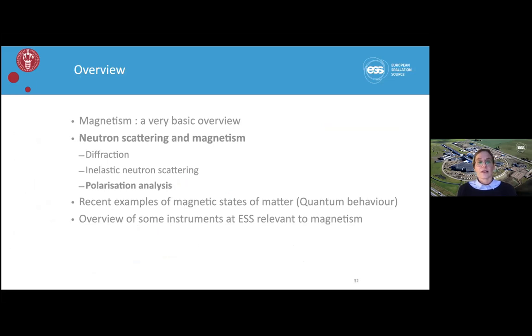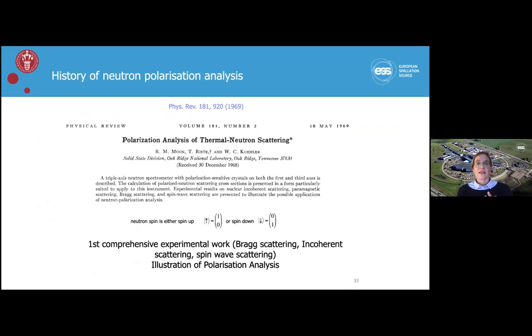So now I'd like to talk a little bit about polarization analysis. Although we understood that the neutron had a magnetic spin, and therefore it should have either a spin up or a spin down, as I show here, it took a while to understand exactly what that meant. And that work came about in 1968 with Moon, Riste, and Koehler, who did a first comprehensive experimental work showing how we can look at polarized spin states, an illustration of polarization analysis.